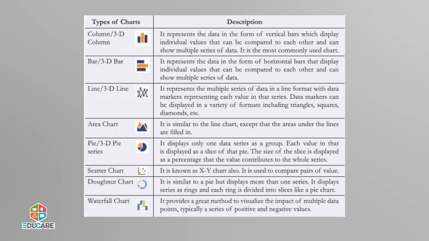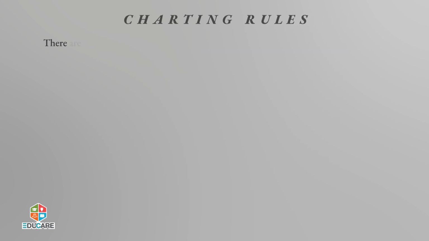Donut chart. It is similar to a pie but displays more than one series. It displays series as rings and each ring is divided into slices like a pie chart. Waterfall chart. It provides a great method to visualize the impact of multiple data points, typically a series of positive and negative values.